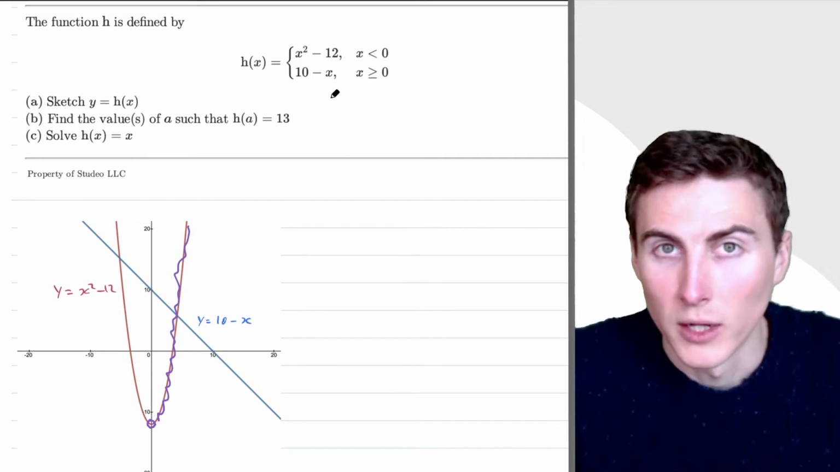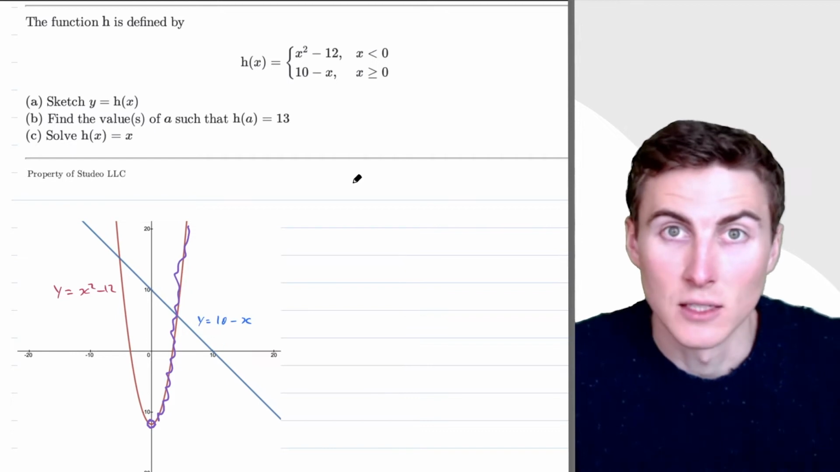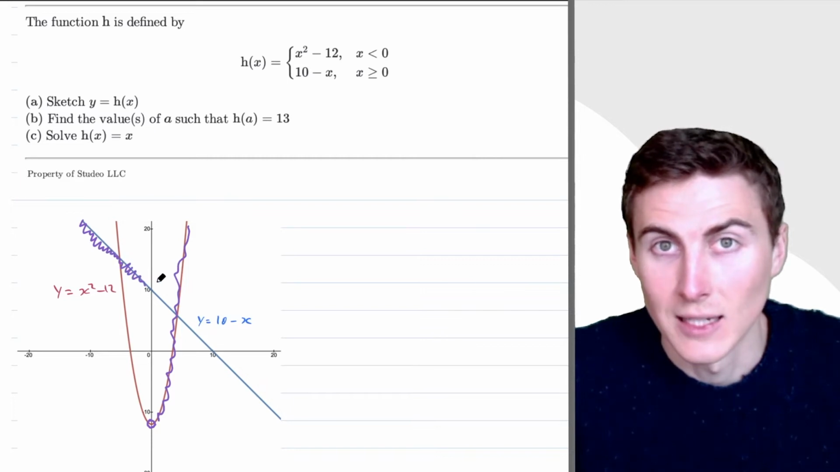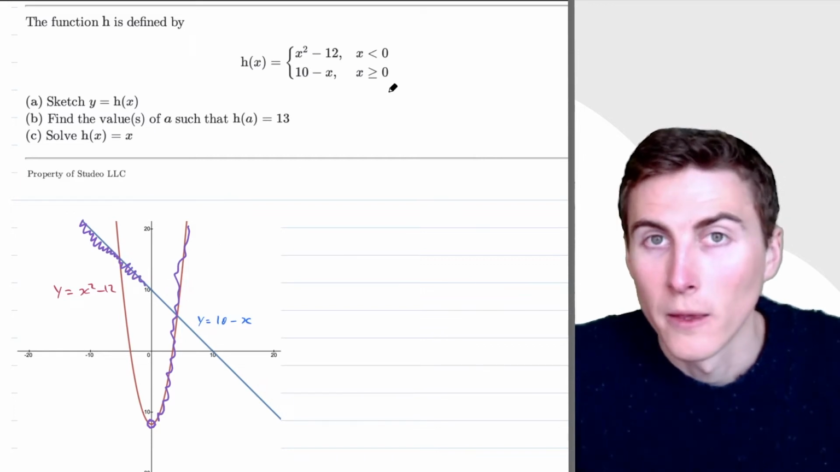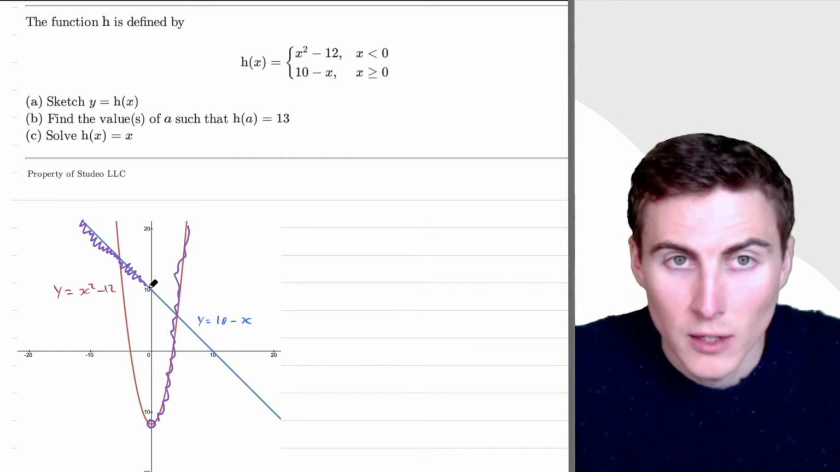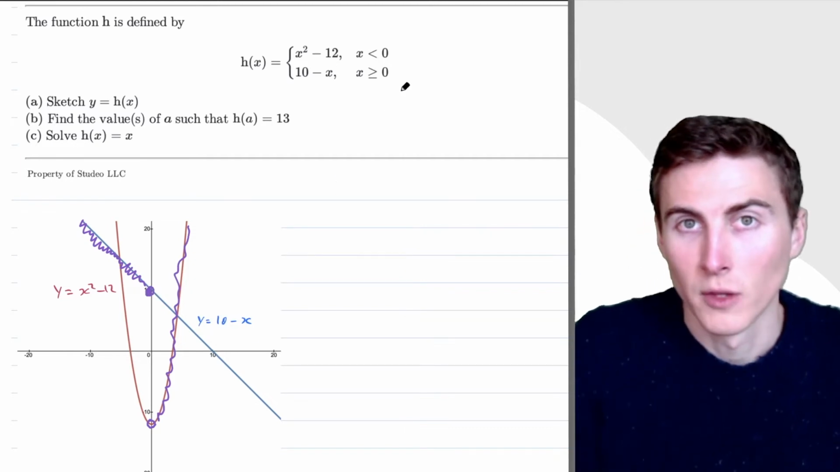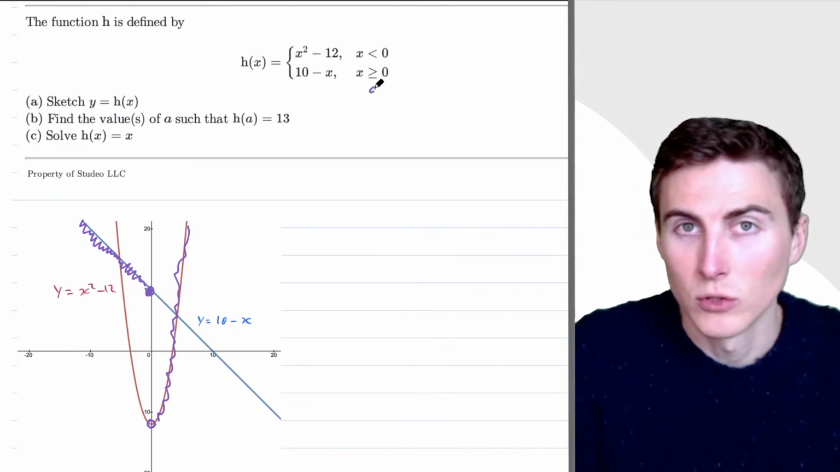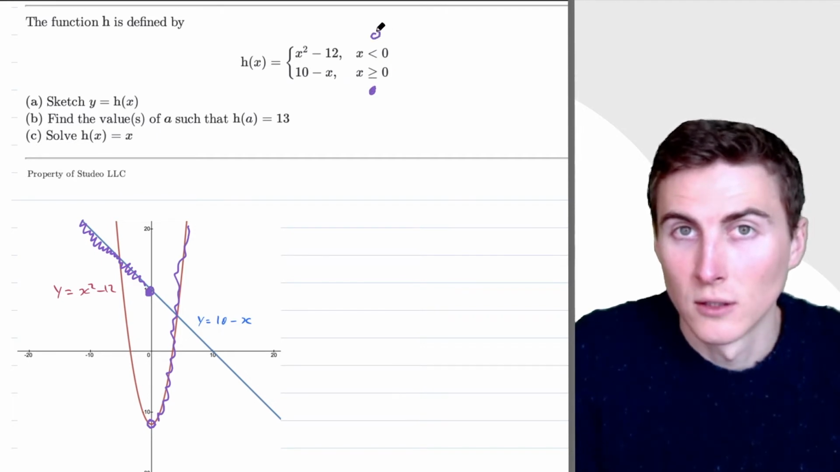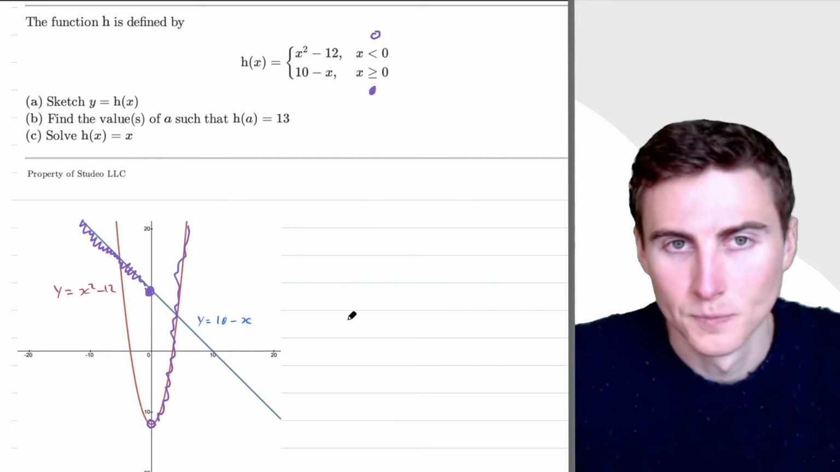Whereas our blue line, the 10 minus x, we don't want that when x is less than 0, so we don't want any of this region. But because it's more than or equal to 0, this time we do a circle again, but the circle is shaded in. So just remember, if it's "or equal to", you shade in the circle, and if it's just less than or more than, then it's an empty circle.